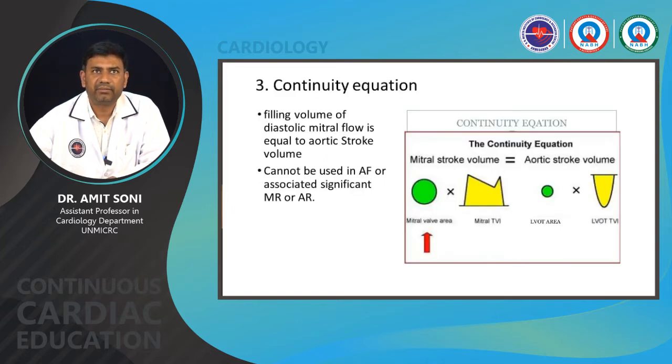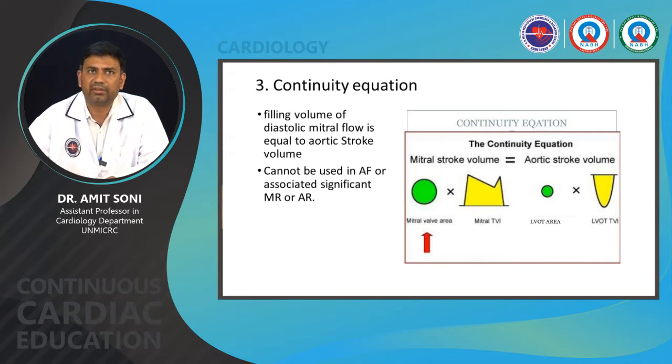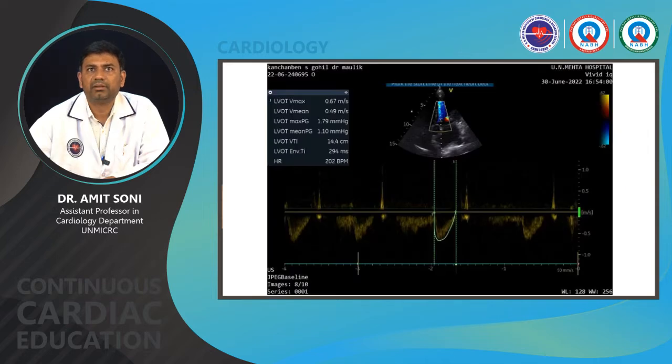Third is the continuity equation. Filling volume of diastolic mitral flow is equal to aortic stroke volume, that is the continuity equation. It cannot be used in atrial fibrillation or with significant mitral or aortic regurgitation. So it's not reliable in atrial fibrillation and regurgitant lesions. So the continuity equation means that mitral stroke volume equals the aortic stroke volume. So this is how we can calculate.